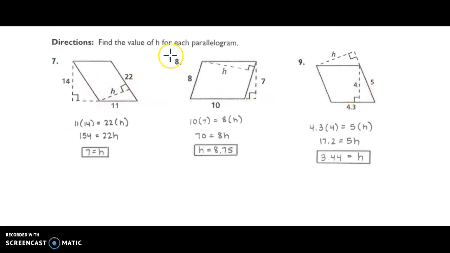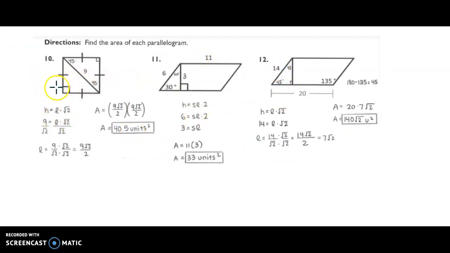And just a few more examples here, like I said, you have to solve for h. Those come in various forms. In number 7, there's a setup here. If we use 11 as the base, then 14 is the height, and that would equal the same area because it's the same parallelogram. If we use 22 as the base, then h is the height. So we set these equal to each other. Take a look at these examples 7, 8, 9. I think that'll be helpful for you to look at.